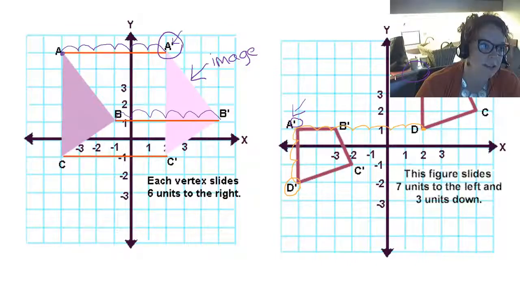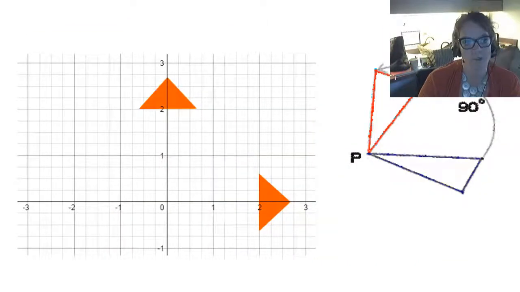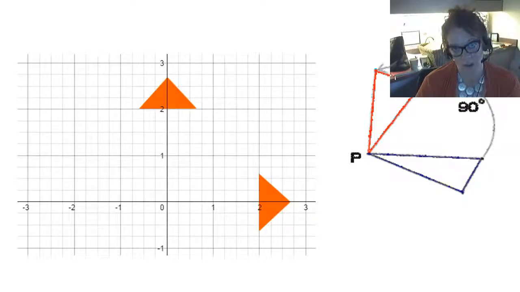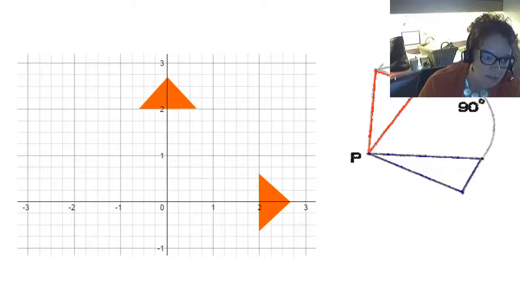Let's look at our next guy. Okay, so you could describe these orange triangles in a couple of different ways. If we labeled this top triangle, now you'll notice these ones don't have any labels, and so you can't tell which one is the image and which one is the shape. So let's just name this one. Let's call this point A, point B, and point C.